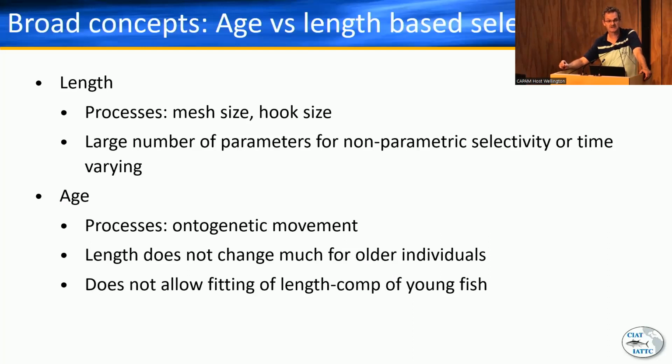One limitation of the length-based methods, if you're using non-parametric type selectivity curves or time-varying selectivity, is that because you've got a lot of length bins, the length-based selectivity has a lot of parameters, and you mightn't be able to do that. It might be computationally impossible. And then for age, it might be ontogenetic movement.